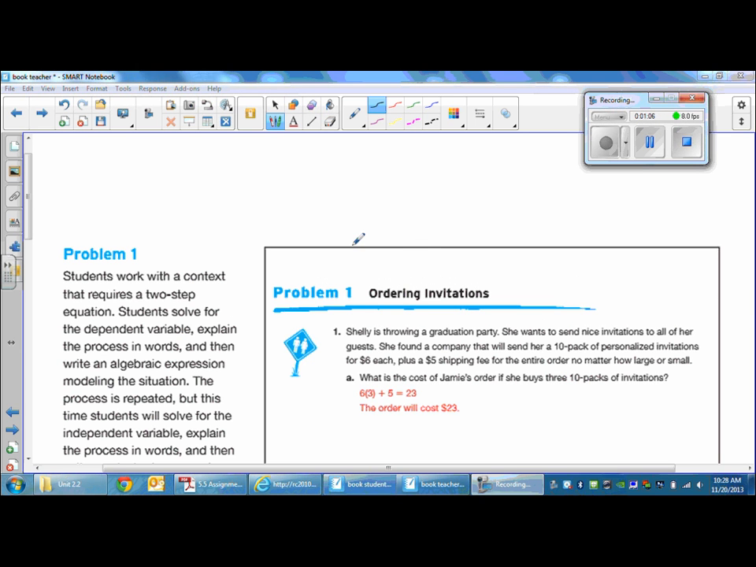Okay, so 6 times 3 is 18 plus 5 is $23. So she would spend $23, and that's just for 18 invitations. I think that's kind of expensive.